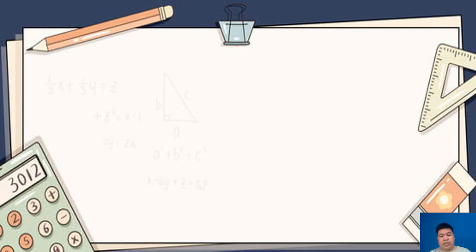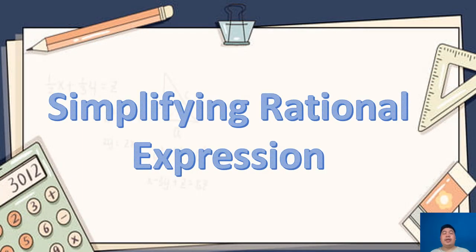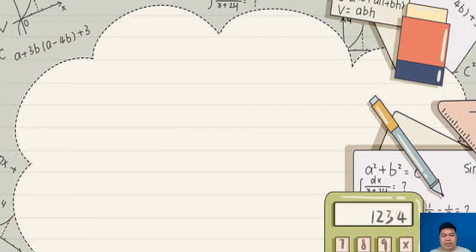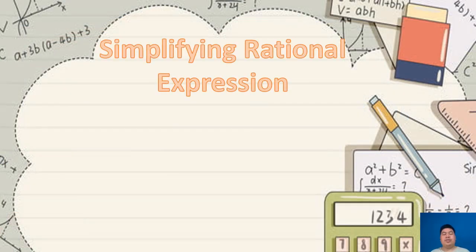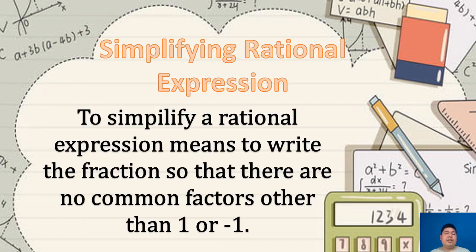Now, we're proceeding to simplifying rational expressions. To simplify a rational expression, you need to factor the numerator and denominator. Simplifying a rational expression means to write the fraction so that there are no common factors other than 1 or negative 1.